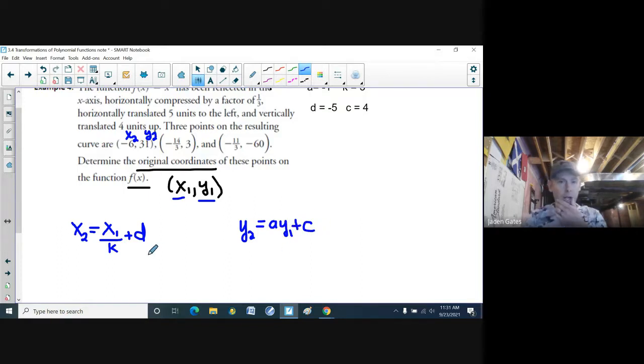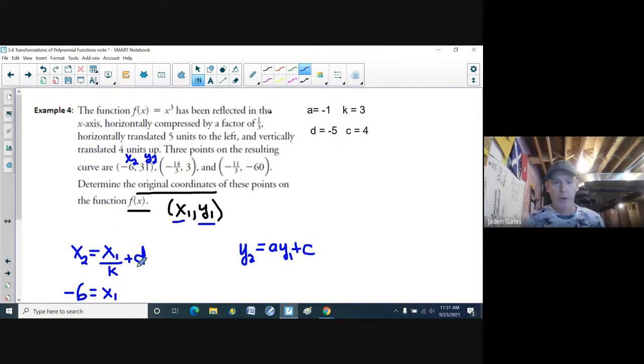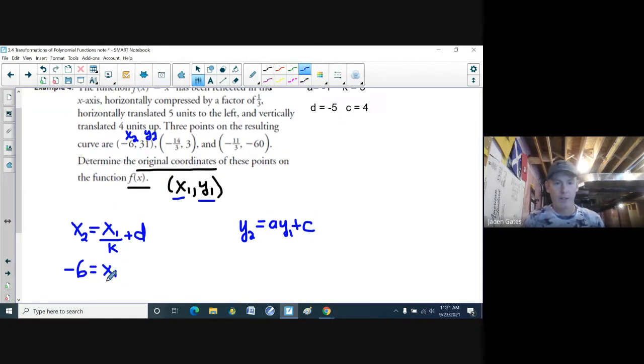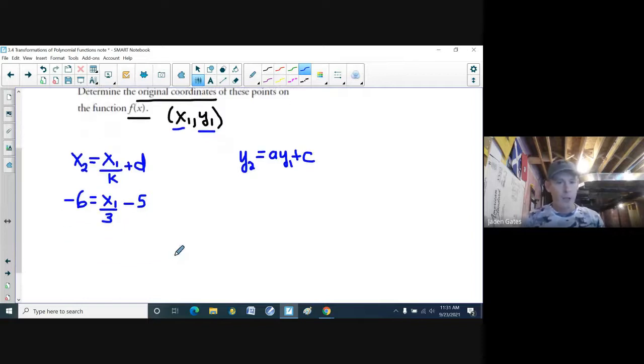So let's see here. What was the x2 again? -6. So let's pop that in there. We want x1. k was 3, and my d was -5. I'm going to move that -5 over to the other side. Changes sides, changes sign, so it's going to be a +5. So -6 plus 5 is -1, equals x1 over 3.